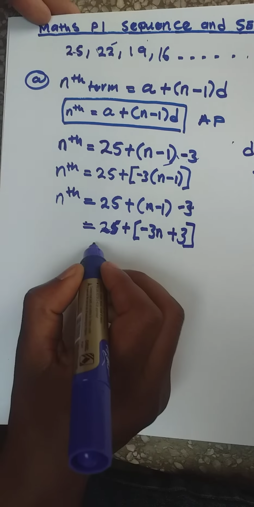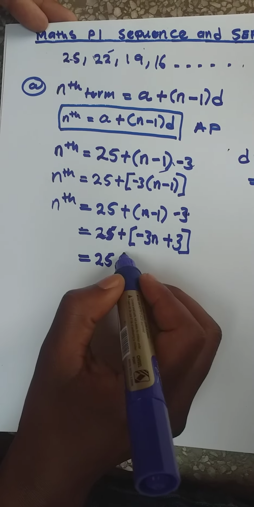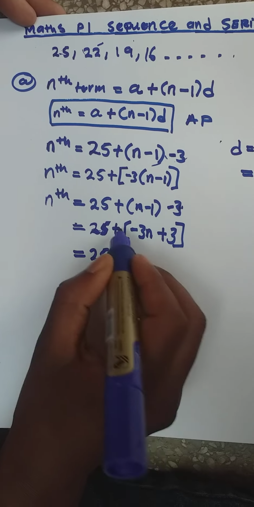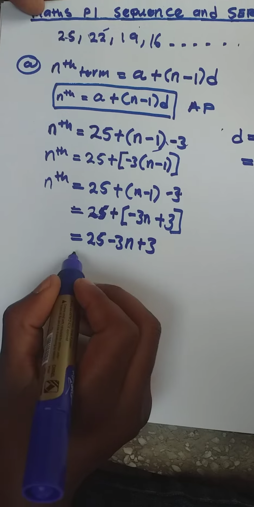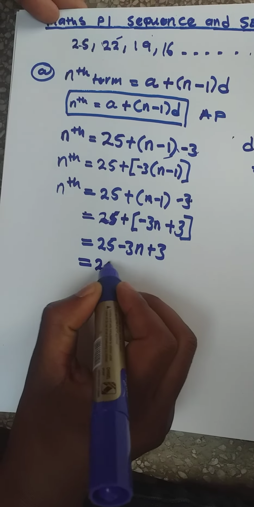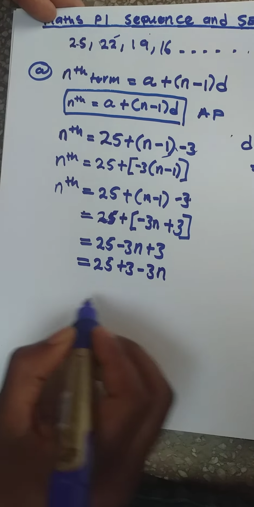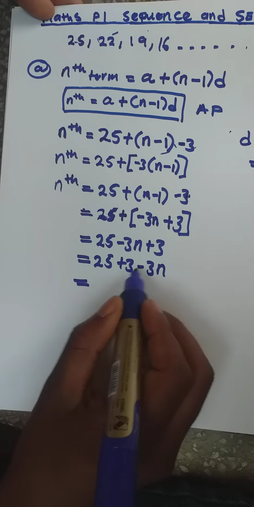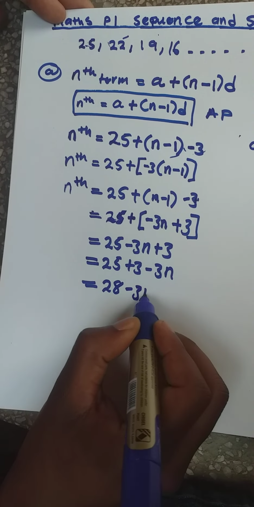Okay, 3 like this. Then you are going to say positive times the negative is -3n, positive times positive is +3, and then from there you just group the right terms together. There's a number and a number, so you have 25 plus 3, and minus 3n. Then this is the minus 3n, so this plus this is 28 minus 3n.